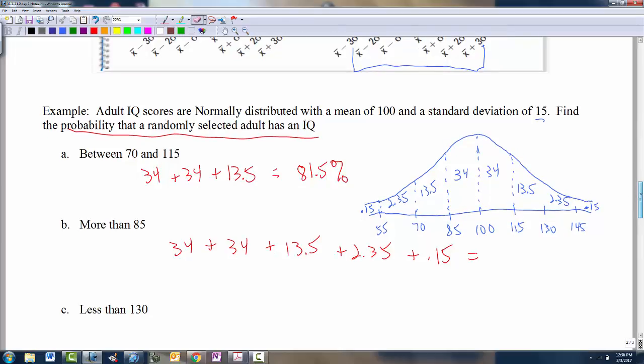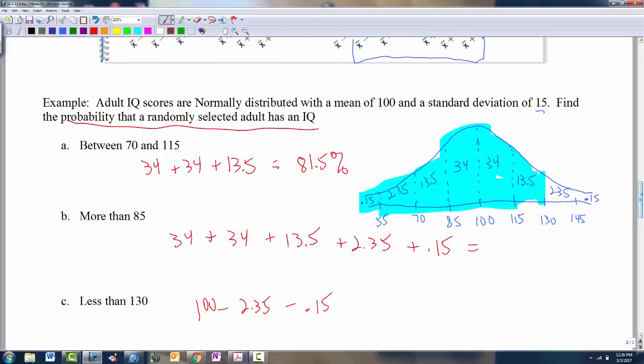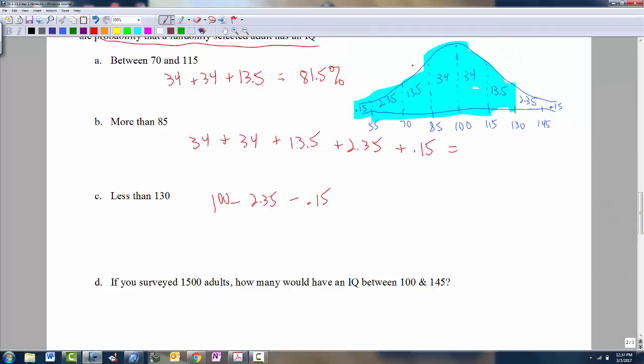Then the last one says less than 130. Less than 130 is all of these. A faster, more efficient way would be to do what with this? From one, actually it would be 100 in this case, because of what I've done with the percentages. So 100 minus the opposite of that, right? This is a real simple question, and you can do the math on that. You don't need me for that.